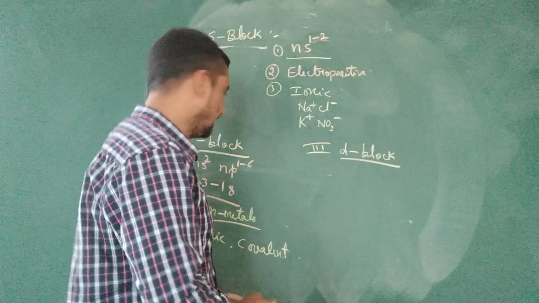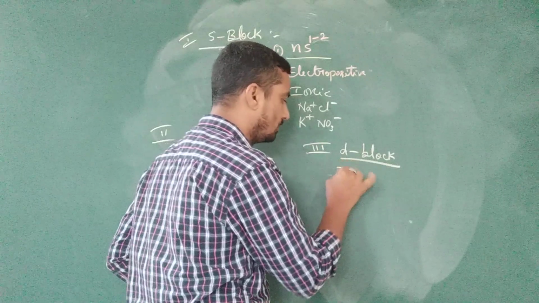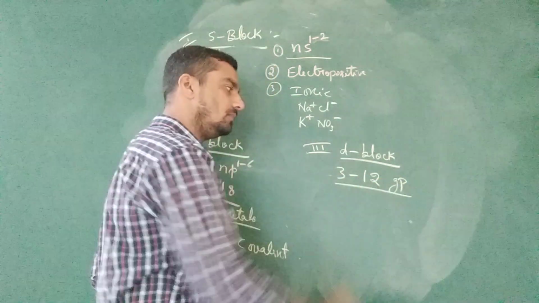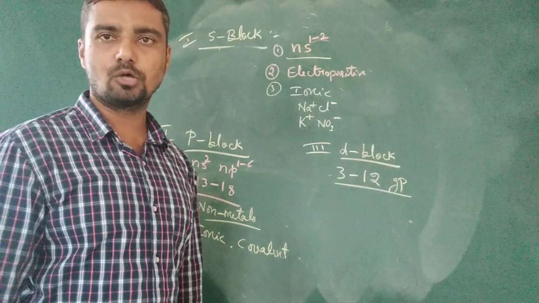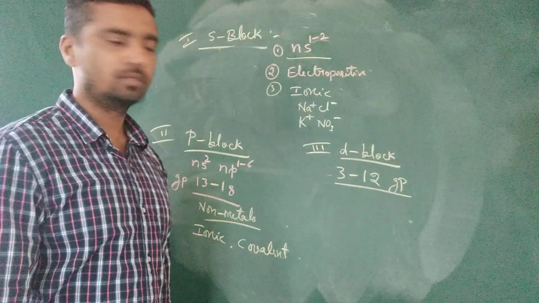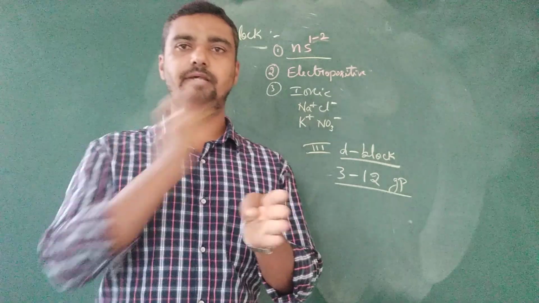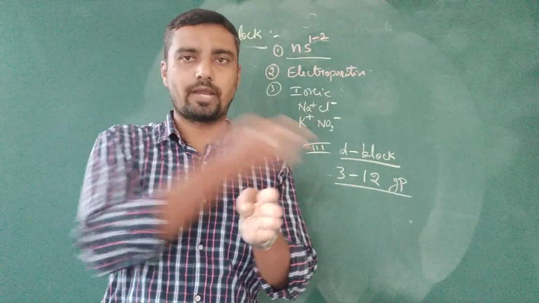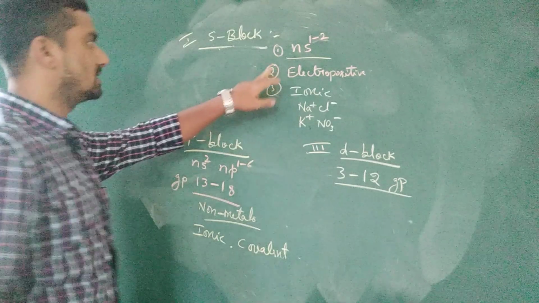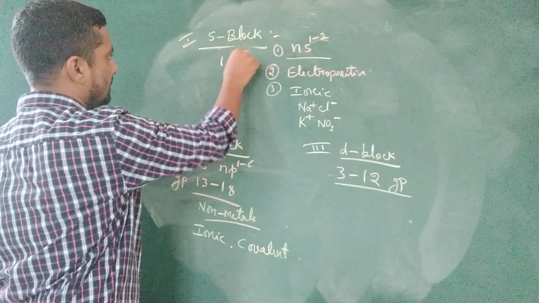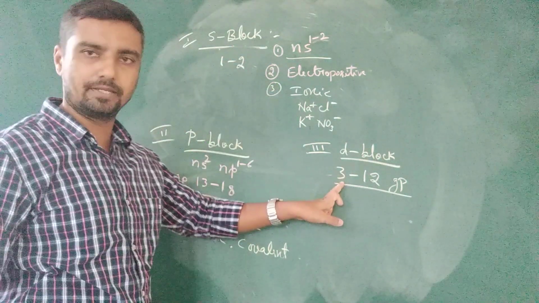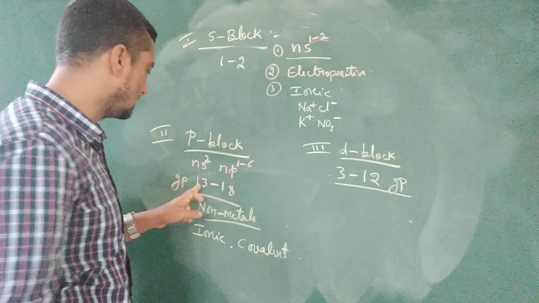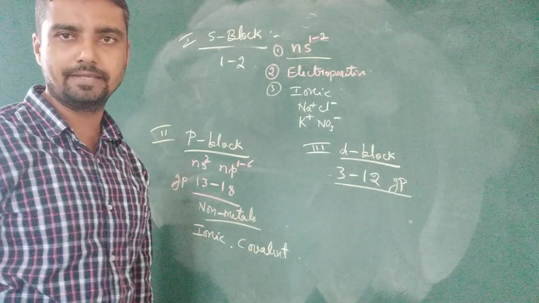Group 3 to group 12 belongs to the D block. The D block is present between the S block and P block. The S block ends with group 2, and again it will start from group 3. The D block ends with group 12, and after that the P block starts, group 13 to group 18.